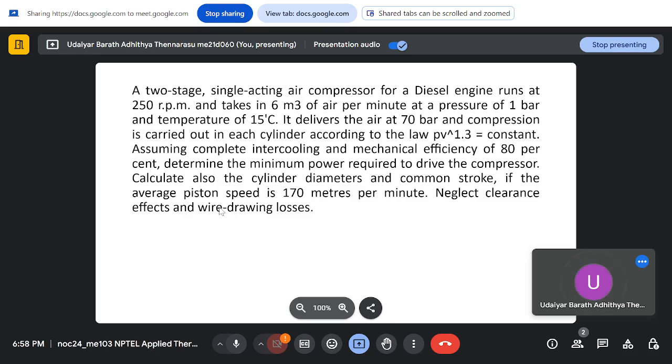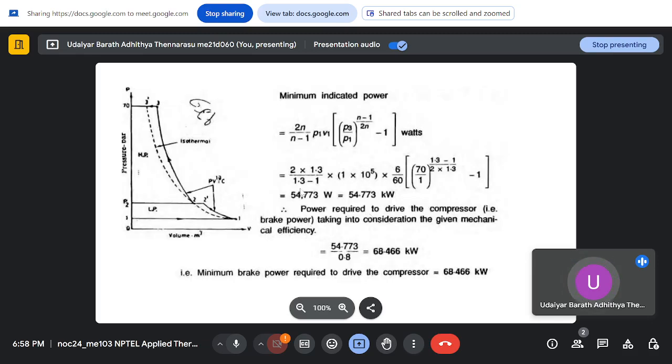So we have a two-stage single acting air compressor, running at 250 rpm, and the volume flow rate is 6 meter cube per minute, with pressure of 1 bar and 15 degrees Celsius at inlet. It is delivering at 70 bar, and compression is carried out in each cylinder according to the given law PV^n. We need to assume complete intercooling and mechanical efficiency of 80%, determine the minimum power required to drive the compressor, and find the cylinder diameters and common stroke. The piston speed is given as 170 meters per minute.